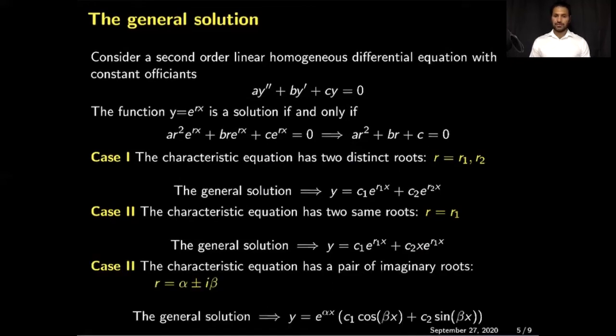And if the characteristic equation has a pair of imaginary roots, we also know that when a quadratic equation has imaginary roots, they always occur in a conjugate pair. So let's suppose our root is alpha plus i beta. Then the general solution will be e to the power alpha x, where alpha is the real part of our root, times parentheses c1 cosine of beta x, where beta is the imaginary part of our root, plus another constant c2 sine of beta x. So this will be our general solution.